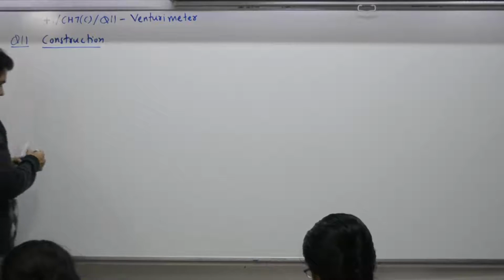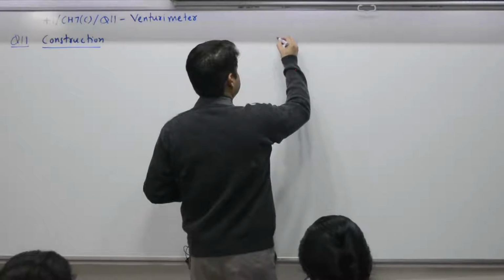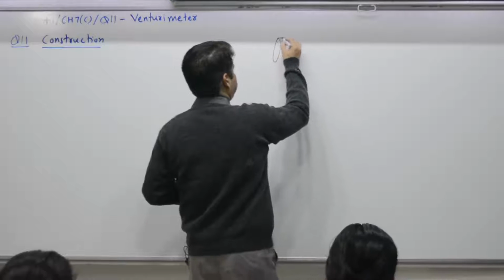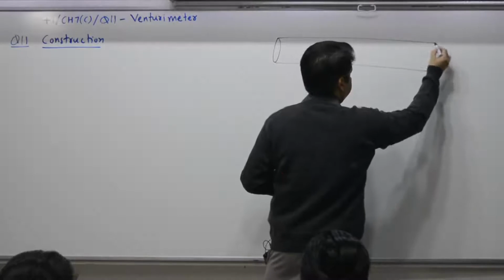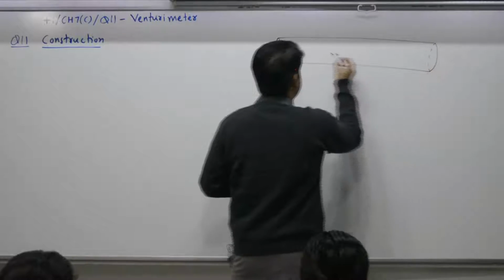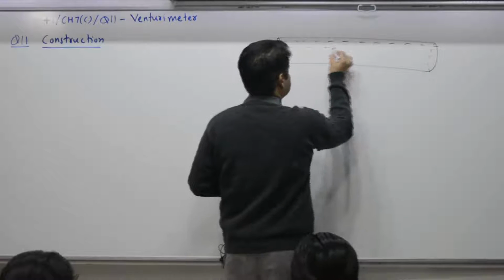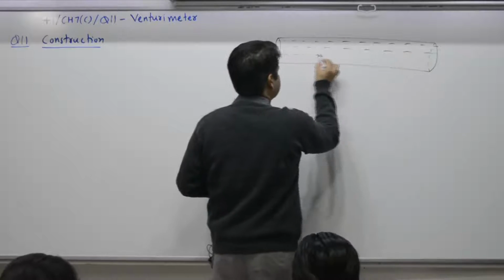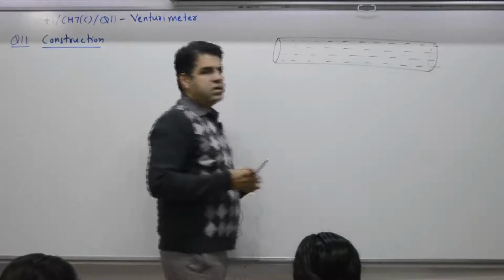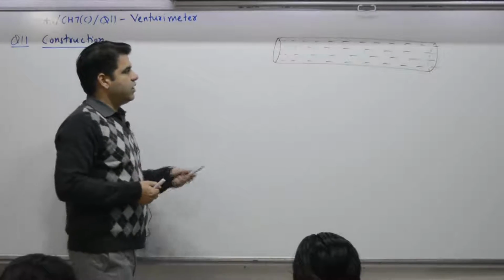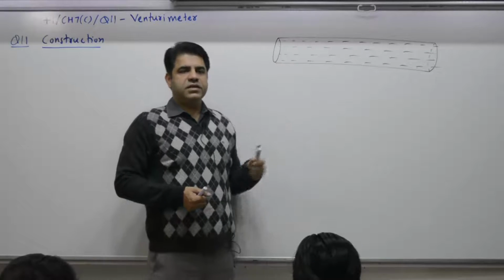Construction. First the problem. So you have a pipe in which liquid, say water, is flowing, and you want to measure how much volume is flowing per second.